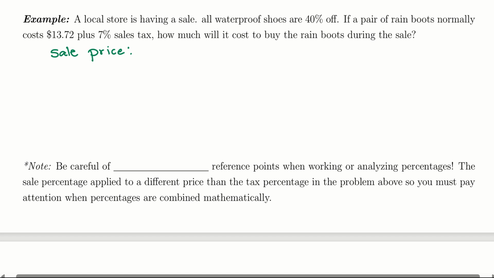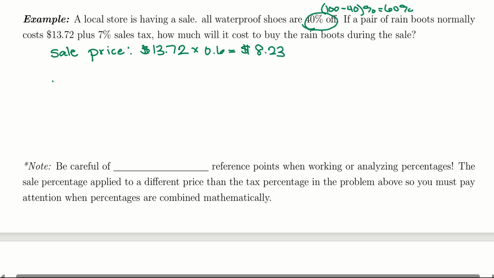And to do that, I'm going to take the original price, $13.72, and I'm going to multiply that by, well, if the waterproof shoes are 40% off, that means I'm taking 100 minus 40%, which is 60%. So we're going to buy the rain boots at 60% of the original cost. Changing that 60% to a decimal, I'm going to multiply by 0.06. Doing that, we get that the sale price is $8.23.